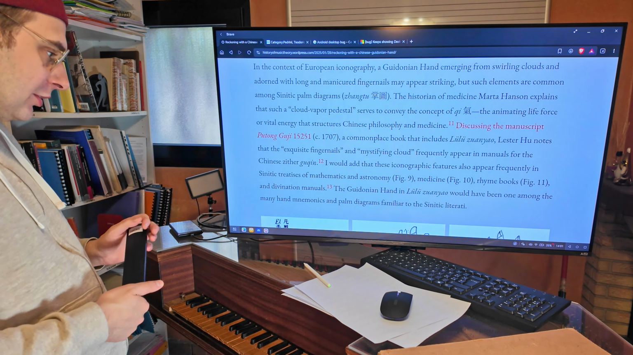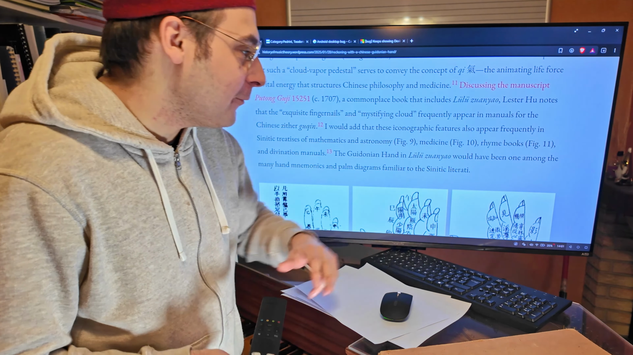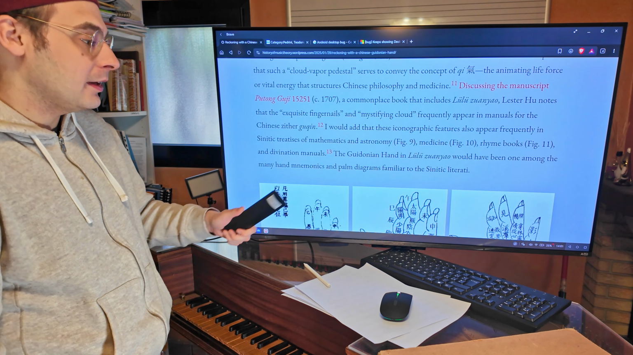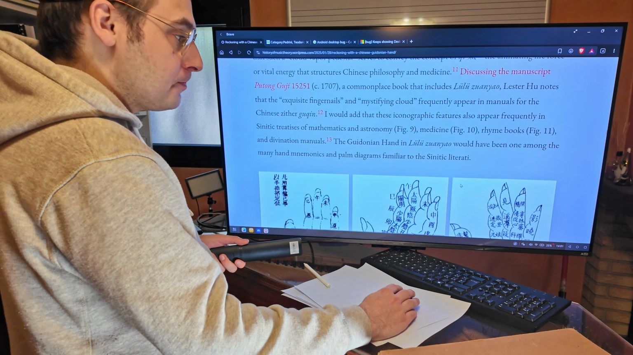So with divinations we even have, what's the name, Sibyl Trelawney's divination manual. The Guidonian hand in Lulu Zuniao would have been one among the many hand mnemonics and palm diagrams familiar to the Sinitic literati. I don't know what that means.